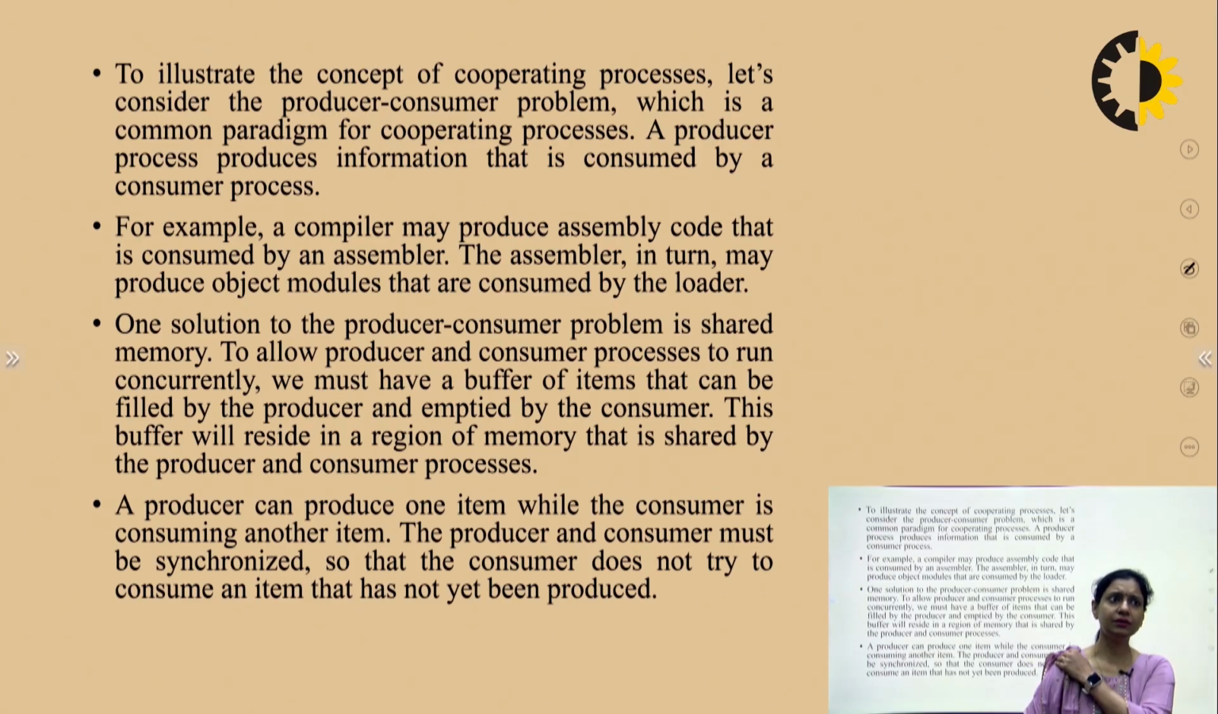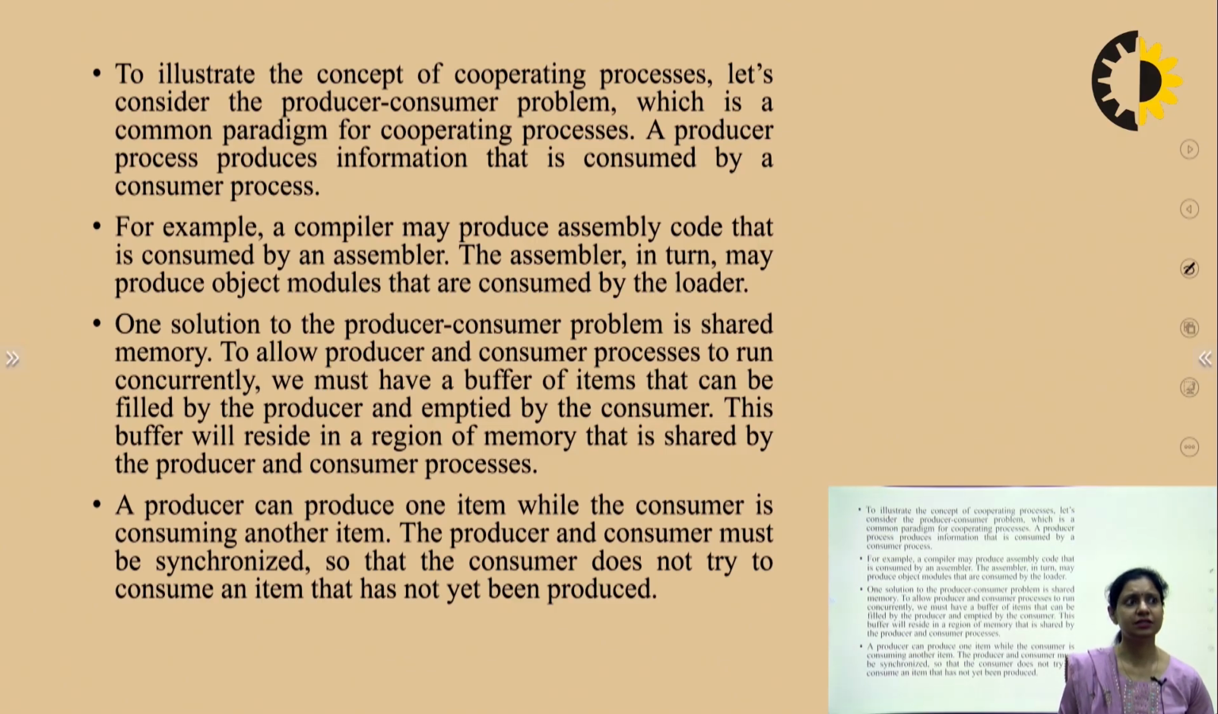If we talk about the concept of cooperating processes, we can take the example of the producer-consumer problem as we have just discussed. Here, the compiler may produce the assembly code that has to be consumed by an assembler. So the producer is the compiler and the consumer is the assembler. Till now, we were only talking about the terminologies of producer and consumer. Let's take an example of the assembler and the compiler. The compiler is producing something, the assembly code. This is a producer and it is being consumed by the assembler, and hence the assembler becomes a consumer.